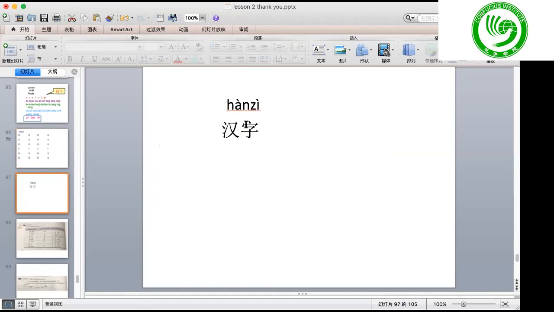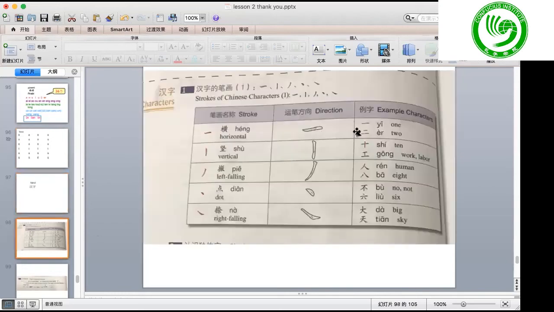Let us learn a little bit about 汉字. 汉字 means Chinese characters. So 汉字, how to write 汉字? We have different strokes to make it a 汉字. And here are some basic strokes. We have more than this, but today we're just going to learn these. So the first stroke is called 横, is horizontal. How to write a 横? We have to write it from left to right.